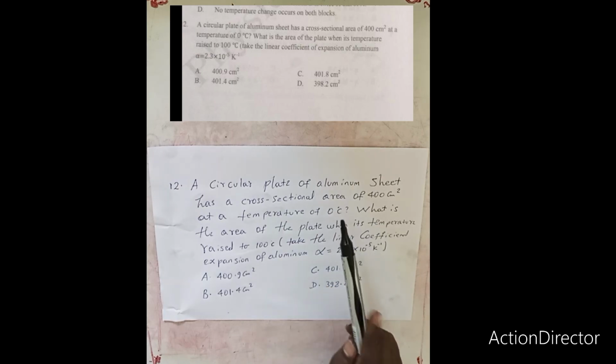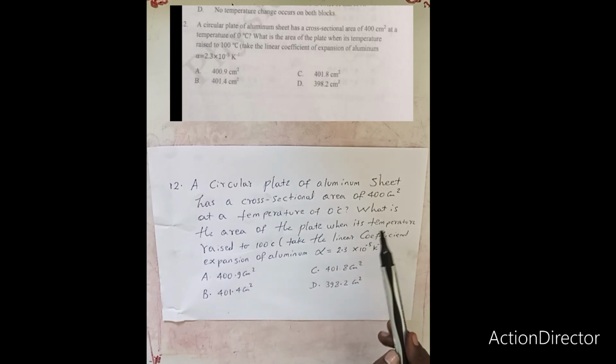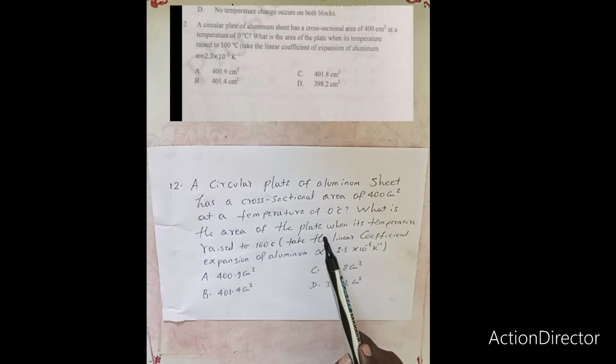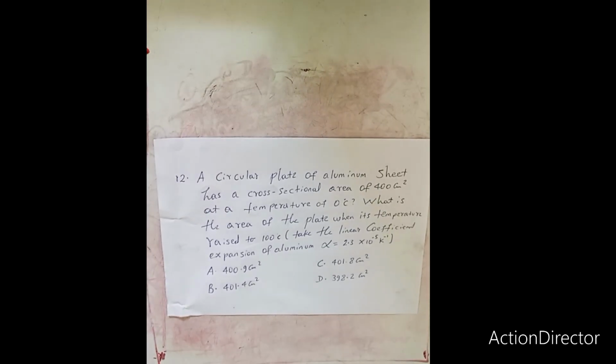Question number 12. A circular plate of aluminum sheet has cross-sectional area of 400 centimeters square at a temperature of 0 degrees Celsius. What is the area of the plate when its temperature is raised to 100 degrees Celsius? So we are looking for the area, and we have the following alternatives.